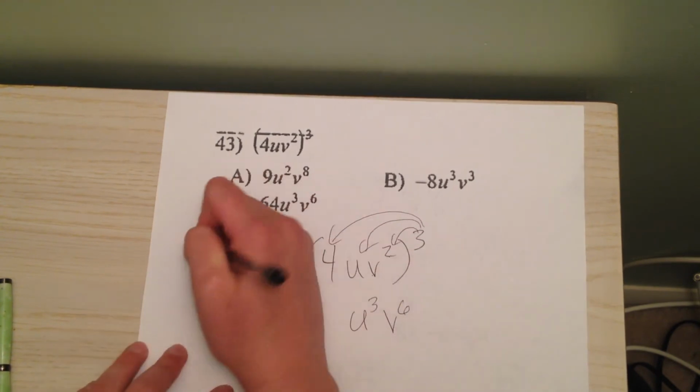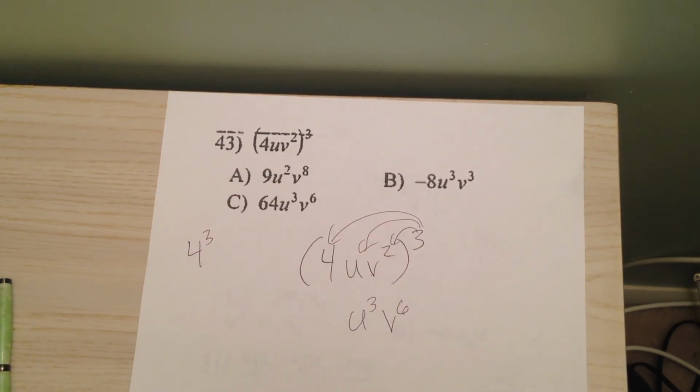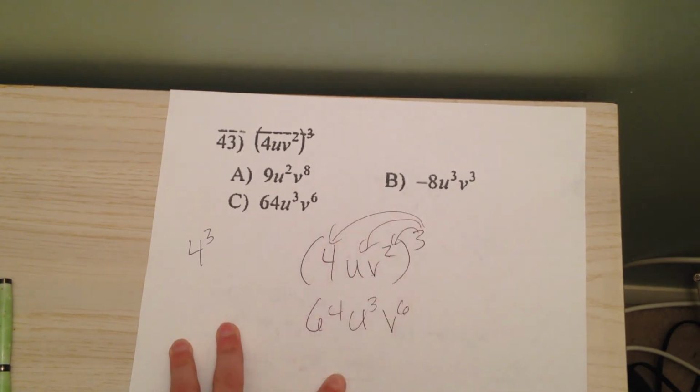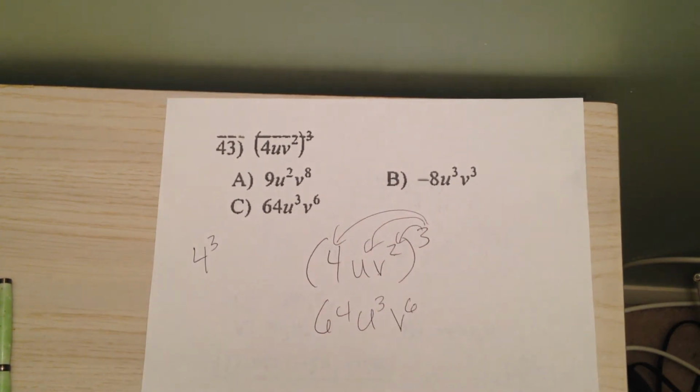And here's where some people get confused. 4 cubed, that's not 4 times 3, that's not 12. That's 4 times 4 times 4. So we're going to call that one 64. So 4 cubed is 64. You can do that in your calculator if you'd like.